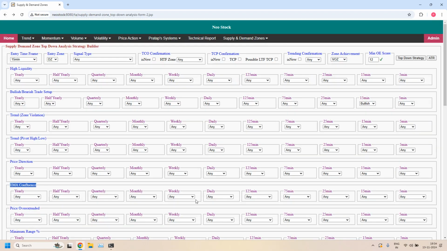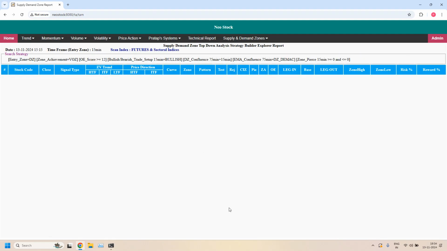The EMA confluence at daily time frame, sorry, a mistake here. It is the EMA confluence at 75 minutes time frame, because ITF is 75 minutes. The 75 minutes demand zone with daily EMA confluence filter, we did not get.